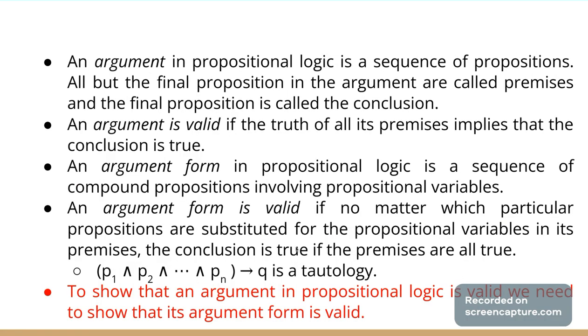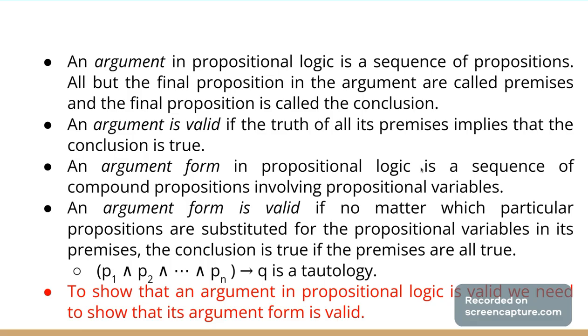Now let's look at terms. An argument in propositional logic is a sequence of propositions. All but the final proposition in the argument are called premises, and the final proposition is called the conclusion. We saw that earlier. The argument is valid if the truth of all its premises implies that the conclusion is true. So the argument will be valid only if the truth of all the premises implies that the conclusion is true.